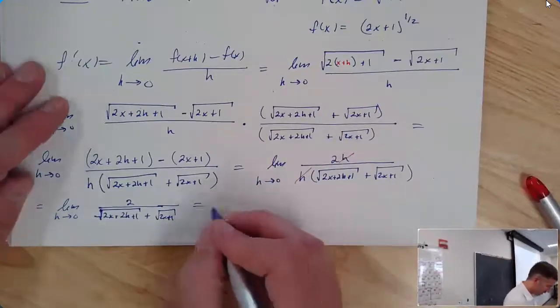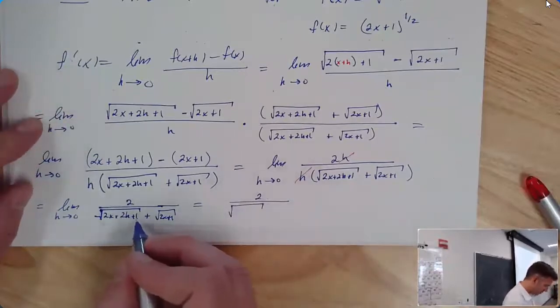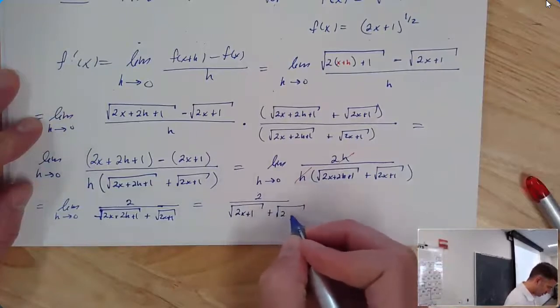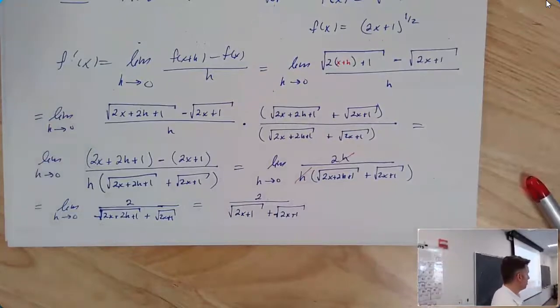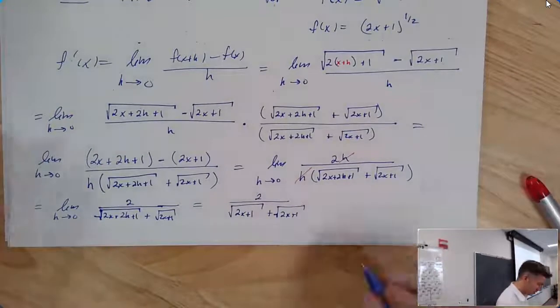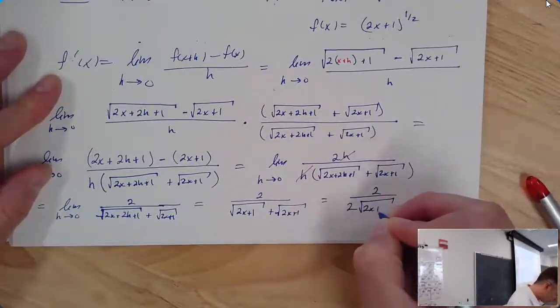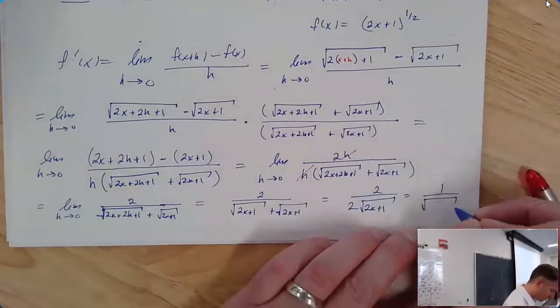So if we plug in 0 for h, we get 2 over the square root of 2x plus 0 plus 1 plus the square root of 2x plus 1. And when we add those two square roots together, be careful. I've seen a lot of people in this situation want to multiply them and say we have 2x plus 1 on the bottom. We don't have 2x plus 1 on the bottom. We have 2 times the square root of 2x plus 1 on the bottom. So this is going to be 2 over 2 square root 2x plus 1. And then you can cancel the 2's and say you have 1 over the square root of 2x plus 1.